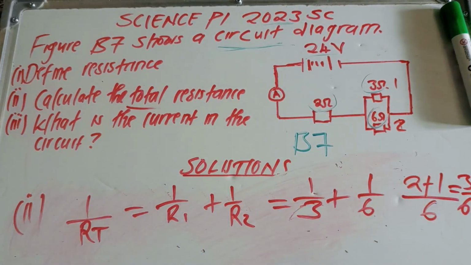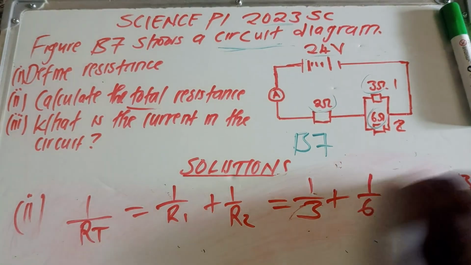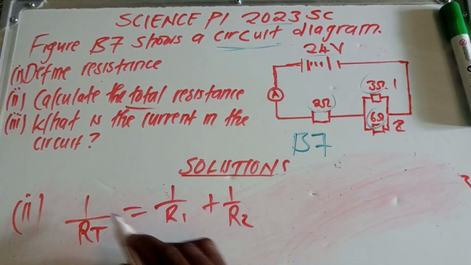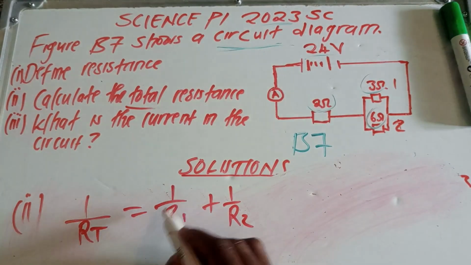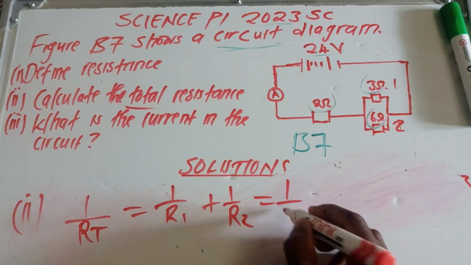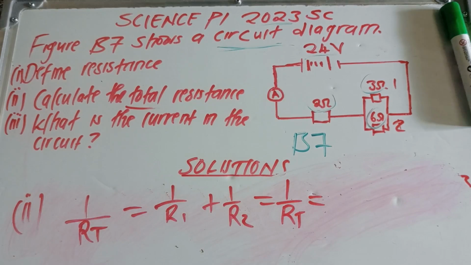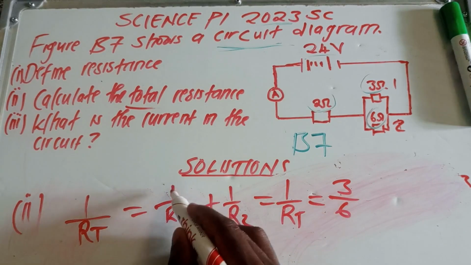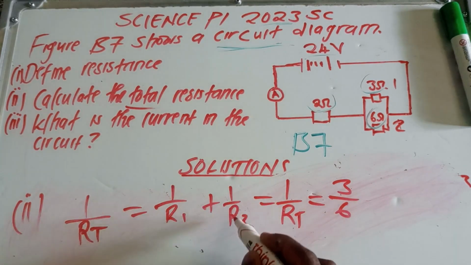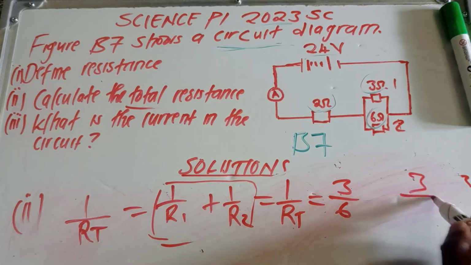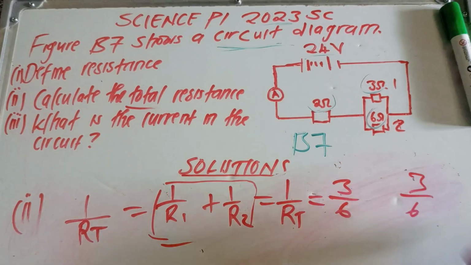Now this 3 over 6, remember, according to our formula, let me just show you here. I want you to understand very well. This is our formula: 1 over total resistance is equal to 1 over resistance 1 plus 1 over resistance 2. So in that sense, 1 over total resistance is equal to 3 over 6, because that is the answer. If you put here 3 and here 6, then solve for this part, you are going to get 3 over 6, like I did.